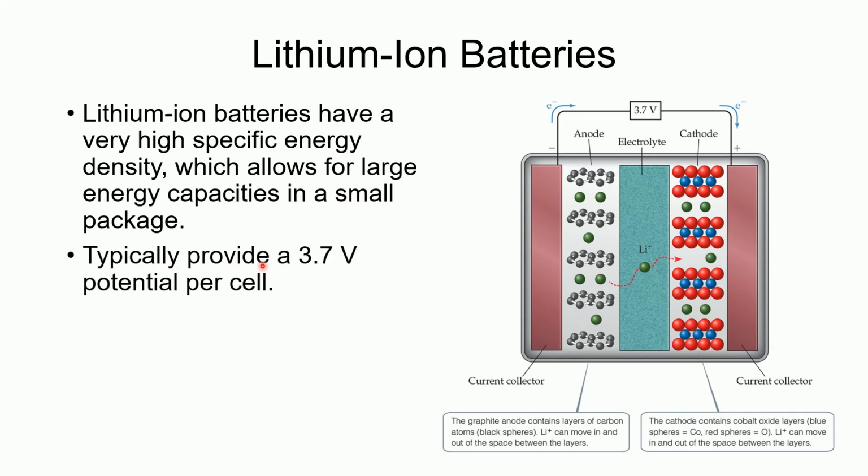You'll typically get approximately 3.7 volts of cell potential per cell, and you can add those together, so you can get 3.7, or you can get twice that, which would be 7.4, and triple that, and so on. And so you can get multiples of that 3.7, and that will work.